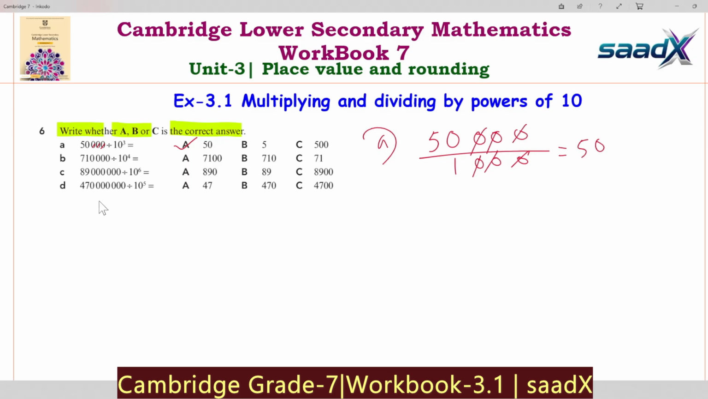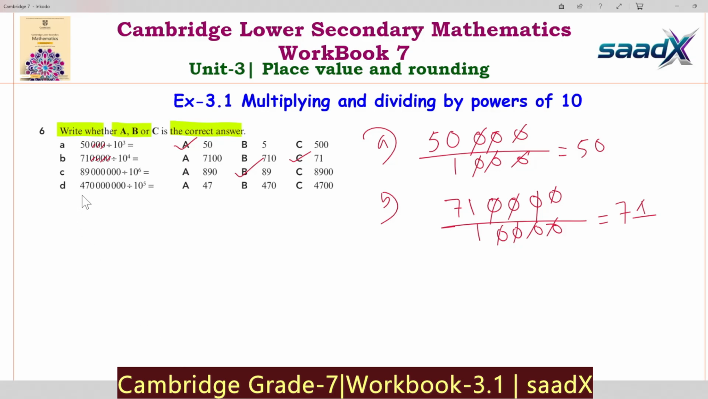This is number A. Number B, here is 7 7 1 and then 40, against here is 10 to the power 4. So 1 and 40, so all 0s will be out. Our answer only 71. So let's try in pen and paper. 7 1 then 40, 1 2 3 4 and then 10 to the power 4. It means 1 1 2 3 4. So all 0s will be out. Finally we get 71. Number C, here is 89 then 60 and also here is divide by 10 to the power 6. It means all 0s will be out. Our answer number B, which is 89.